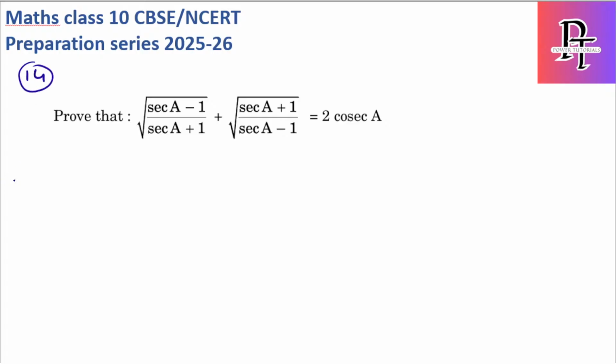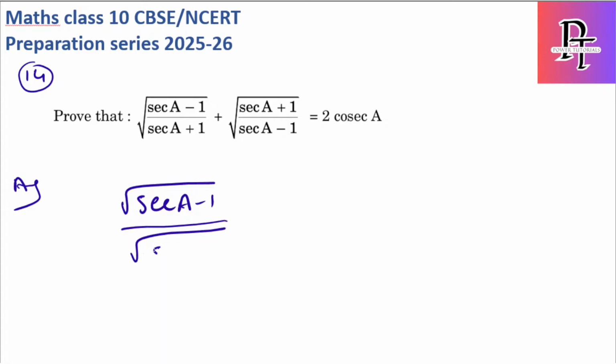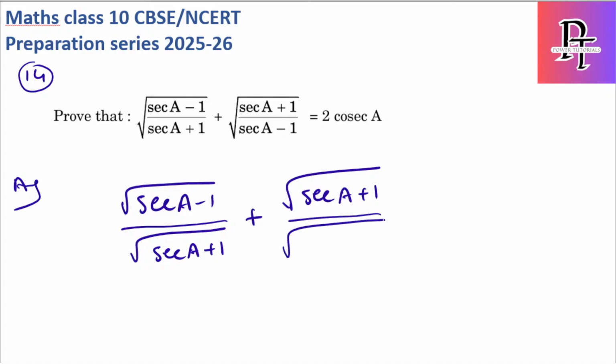Same type of question has come in another set, where they have mentioned cosecant minus 1, cosecant plus 1, cosecant plus 1, cosecant minus 1, equal to 2 secant theta. In the different set you can see the same type, but here instead of cosecant they have mentioned secant. So this is the same procedure. First we take root of secant a minus 1 by root of secant a plus 1, plus root of secant a plus 1 by root of secant a minus 1.